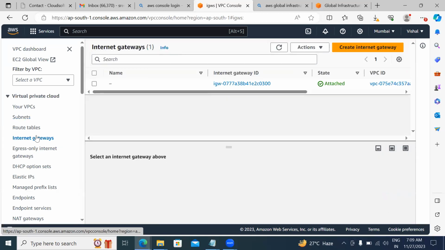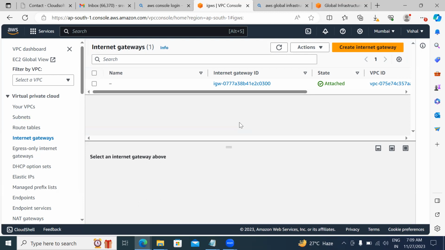In order to make a subnet public, we want an internet gateway. All default VPC subnets are public, right? That is the reason by default we got one internet gateway. We can create another also. Now for our subnet we are creating one more. For one VPC, one internet gateway is required.